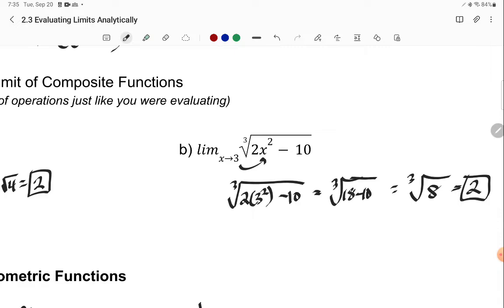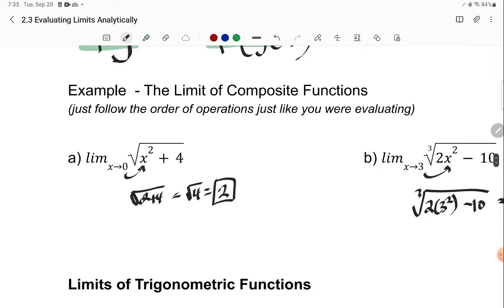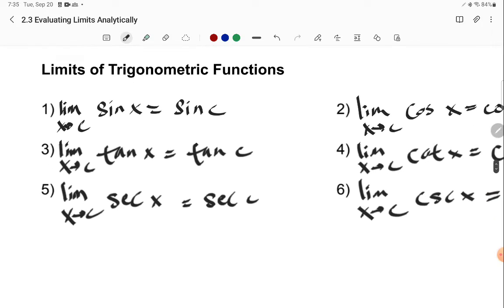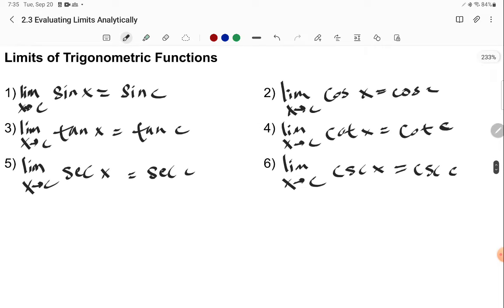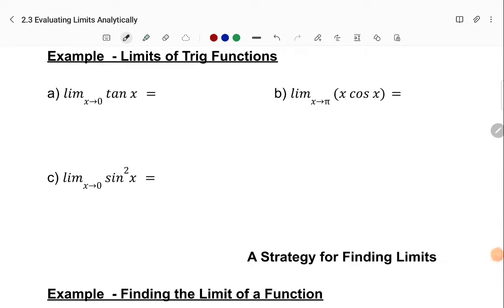All right, so now let's take a look at some trigonometric functions and their limits. Now, all of these are pretty straightforward. So if you want to just pause the video right here and get these jotted down, I don't have much to say about them because you're just directly substituting. That's all that it is. Okay, so pause the video and write them down. So now we have all of these. We have the limit as x approaches 0 of tangent x, then x cosine of x, and then sine squared of x. Go ahead and find these limits. Pause the video, find these limits, and then come back and see how you did.